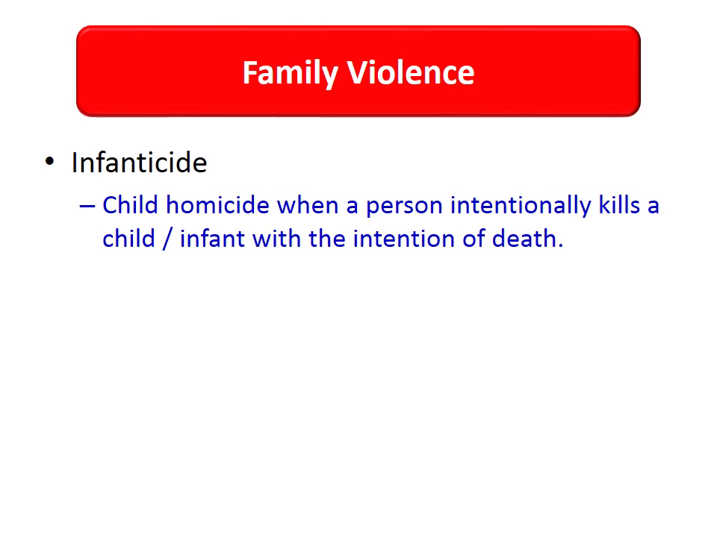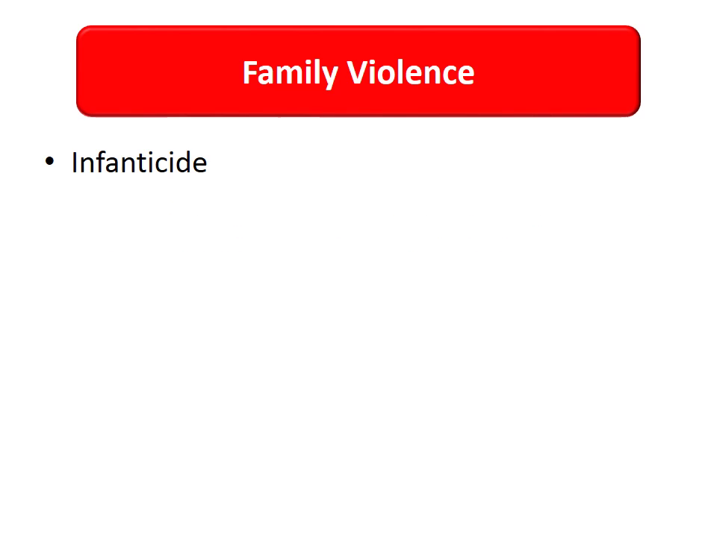Another category of crime that falls under family violence is infanticide, which is a form of child homicide when a person intentionally kills a child or infant with the aim of causing death. Every year, between 1,200 to 1,500 infants and children are killed by their own parents. The term infanticide is specifically used to refer to a crime when an infant or child is murdered by his or her own parents.